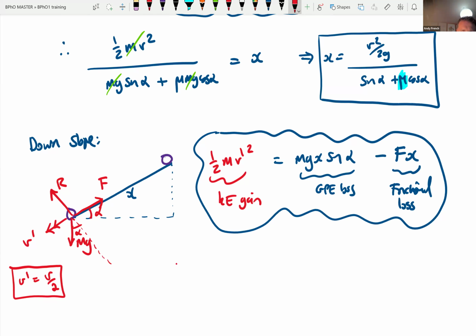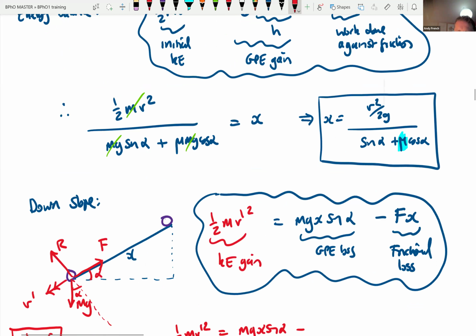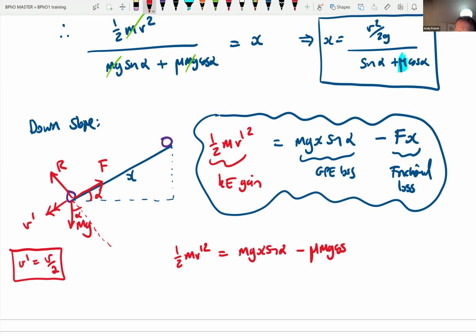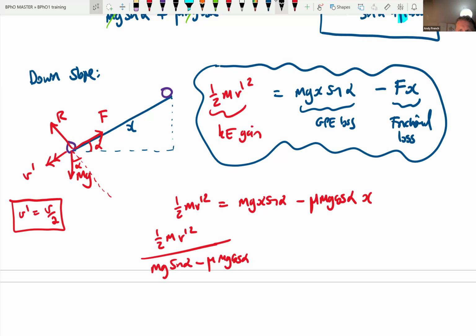Right, so what have we got? We've got a half m v dash squared equals mg x sine alpha minus, and F is our friction force, mu mg cos alpha. So mu mg cos alpha, and we've got an x as well from there. If we factor that out again, we've got a half m v dash squared divided by mg sine alpha minus mu mg cos alpha. It's just what we had before.